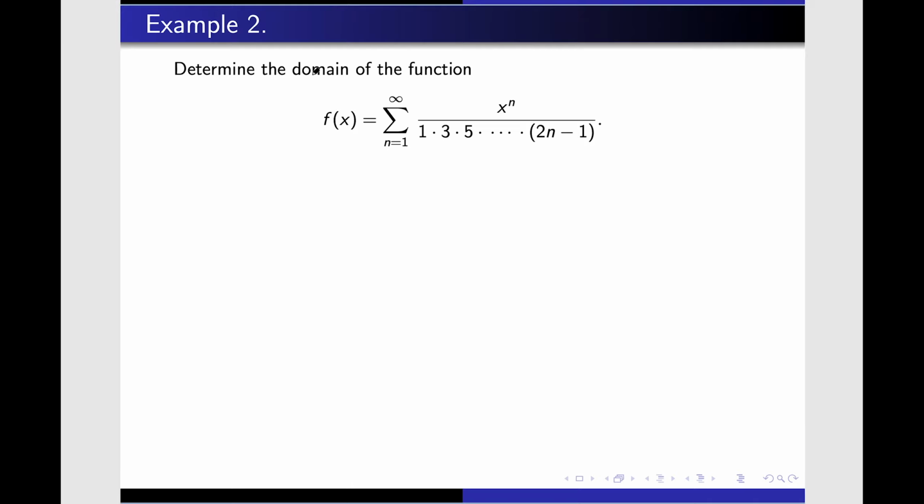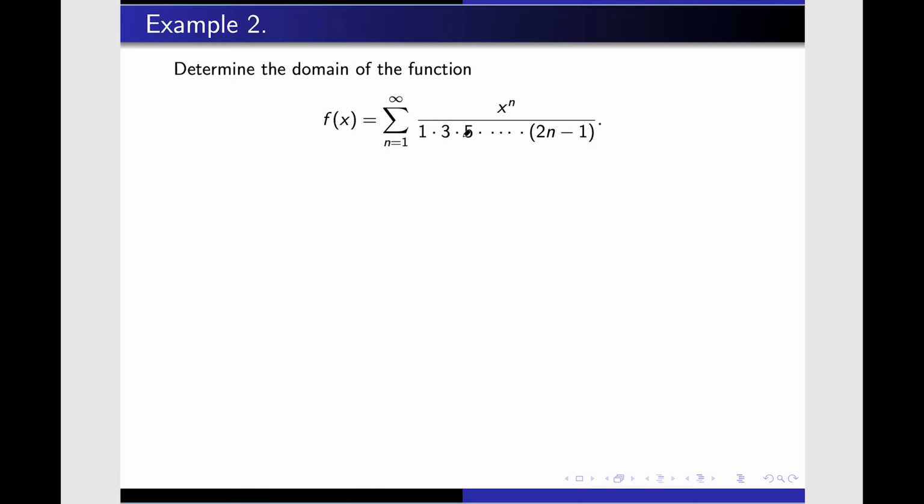X being in the domain of this function, or x being a number allowing the series to converge. These two notions are interchangeable. All right. So what do we have here? The terms do not look like the nth power of something, so I'm not going to go to the root test. I can run the ratio test.